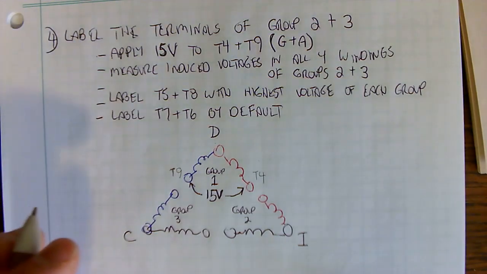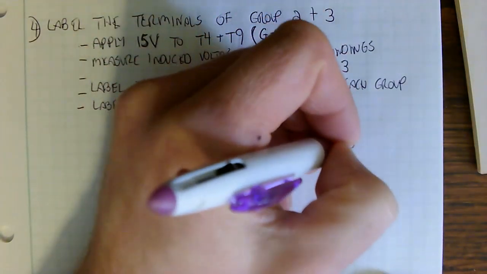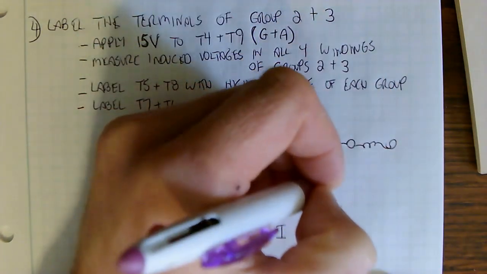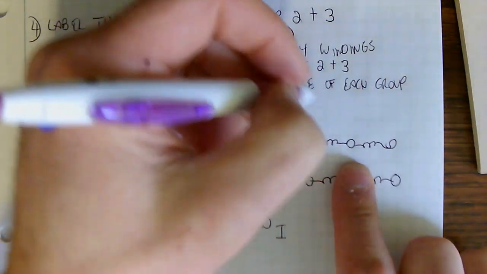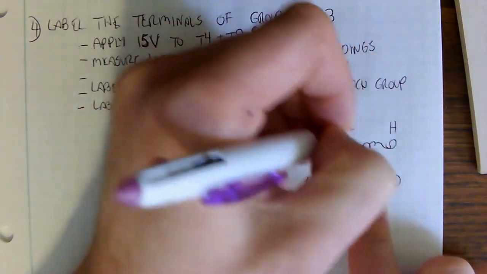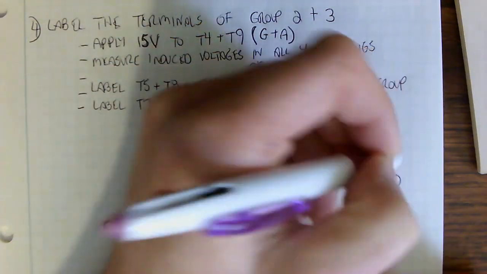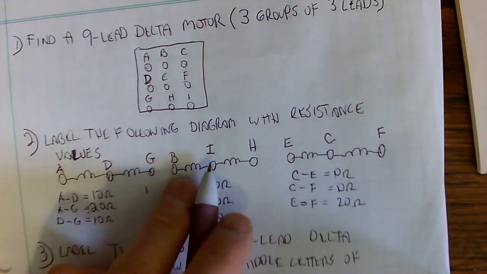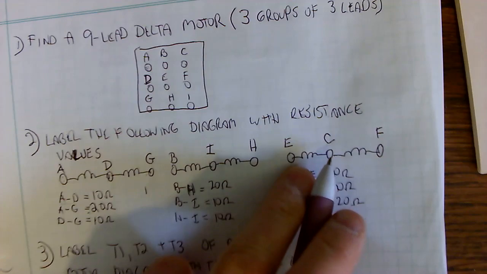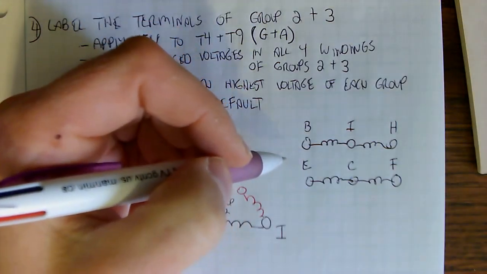So let's just do a little side chart here of our groups 2 and 3. Group 2 was labeled B, I, and H, and group 3 was labeled E, C, and F. And where am I getting that information? Again, from back here. I was the center point of group 2, and C was the center point of group 3 with those letters corresponding. And I'm just copying that information over here.